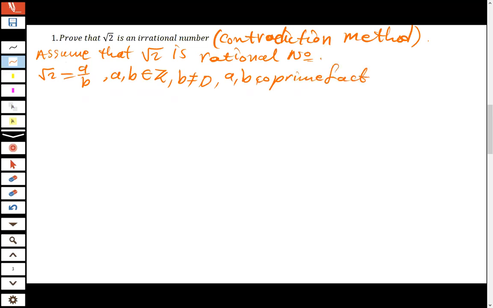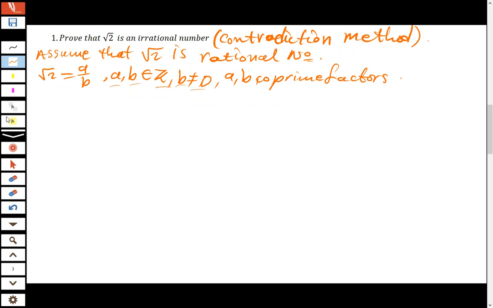So A and B are co-prime factors. This is what it means when we talk about the contradiction method. We'll make an assumption to say the root of 2 is a rational number. A rational number is a number that can be expressed in the form A over B, where A and B are integers, B should not be equal to 0, and A and B are co-prime factors.